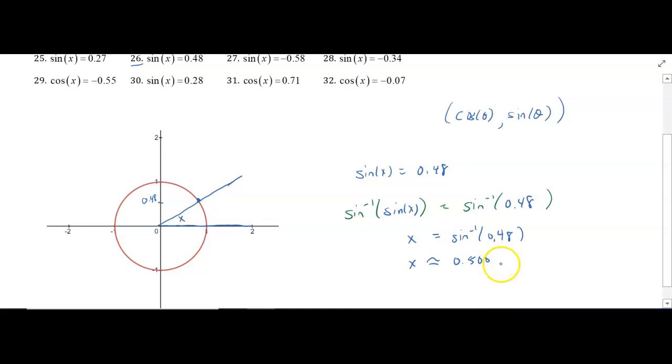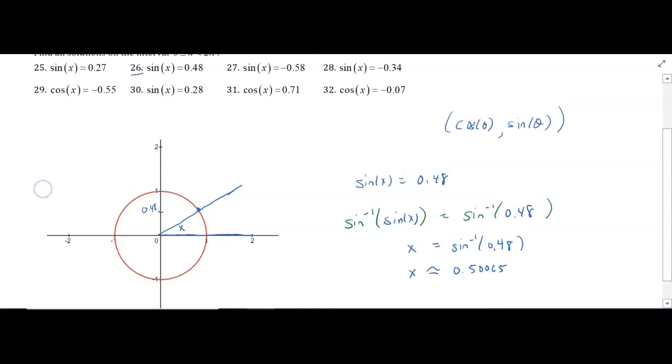0.50065, if I go to 5 decimal places. The reason I want to go out a little bit further is that 0.48 is very close to 1/2. We know sine of 30 degrees is equal to 1/2, so the inverse sine of 1/2 would be exactly 30 degrees.